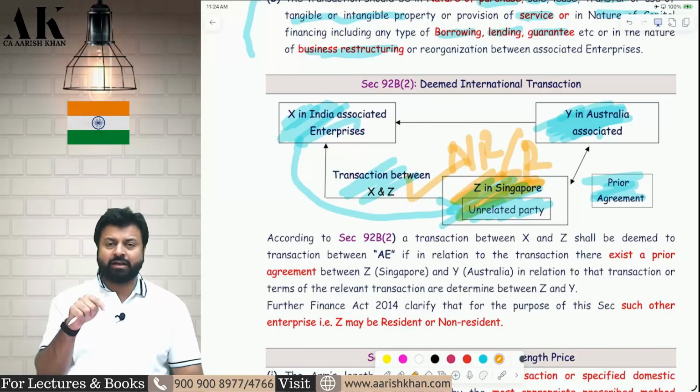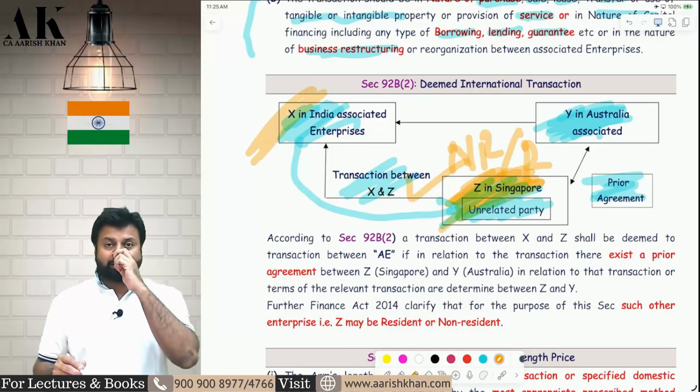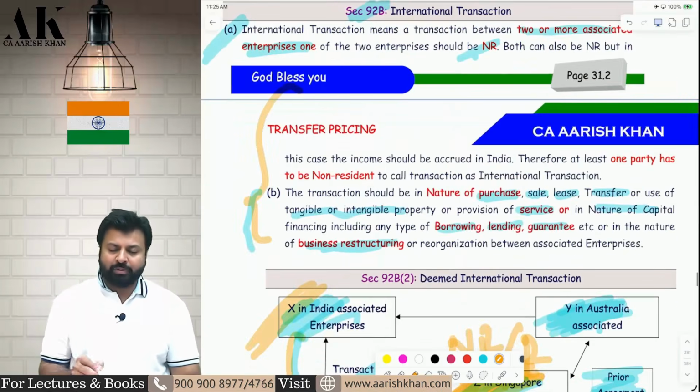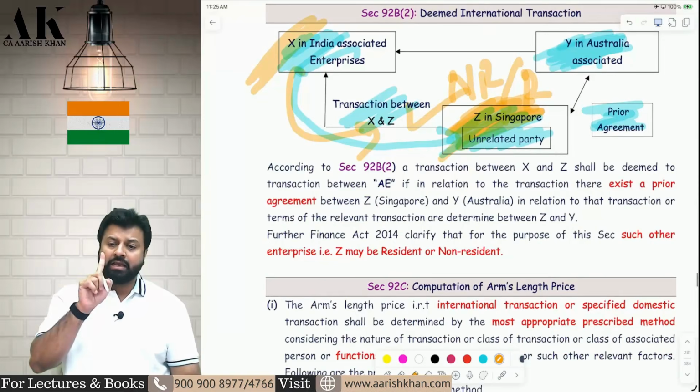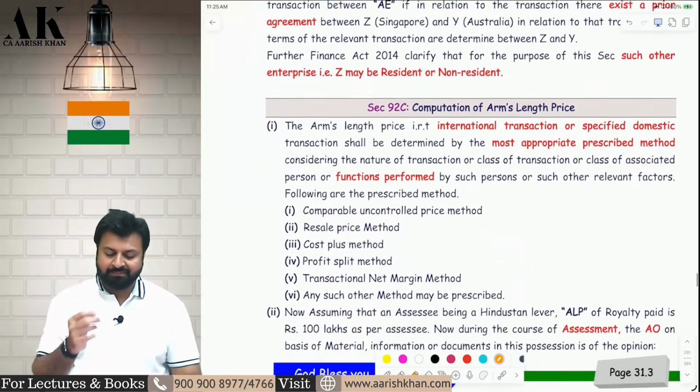This is the only exception under the entire income tax law where X is also resident and Z is also resident, still transfer pricing is applicable. Both are resident. Generally, I told you now, one of them should be non-resident. But in this exceptional case, even if both are resident, still transfer pricing provisions are applicable. I hope it is understood to all of you.